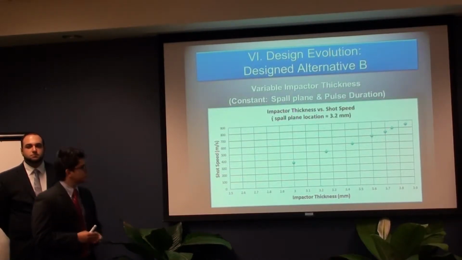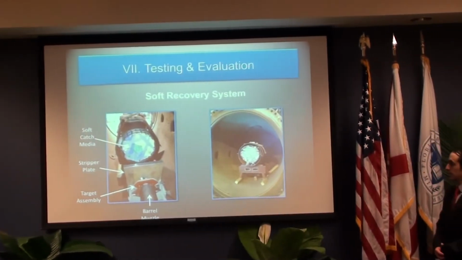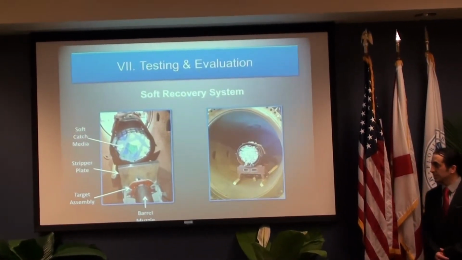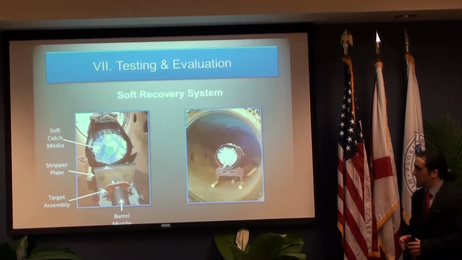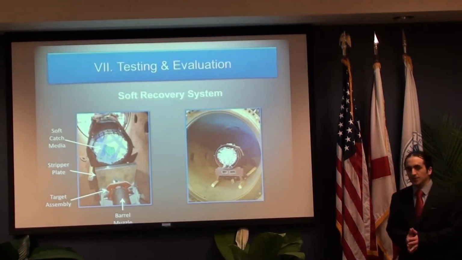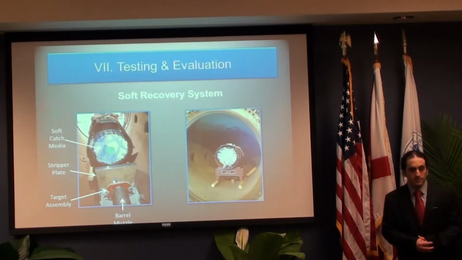This is the current shock recovery system they have in place at AFRL, and what Guillermo was explaining earlier: the projectile comes into the barrel muzzle at the bottom, hits the target assembly, and they both hit the stripper plate, but only the target goes into the soft catch media.